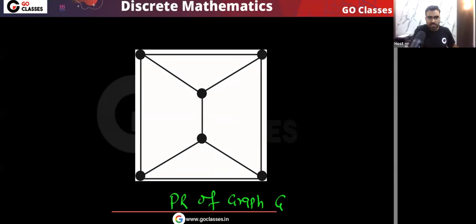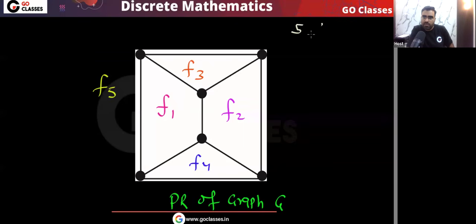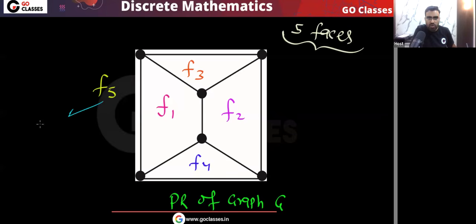Now, how many faces are there? You can easily see this area surrounded by edges. Let me call it face number one. This area surrounded by edges is another face. This area surrounded by edges is another face. And you can see this area surrounded by edges, another face. And this outer area is another face, that is F5. Is this clear? So total five faces, or five regions, are there. And remember here, how many outer areas are there? Let me know. So you can see this is the outer area.